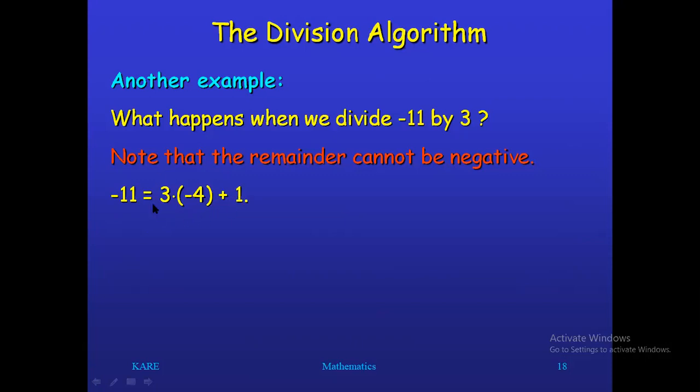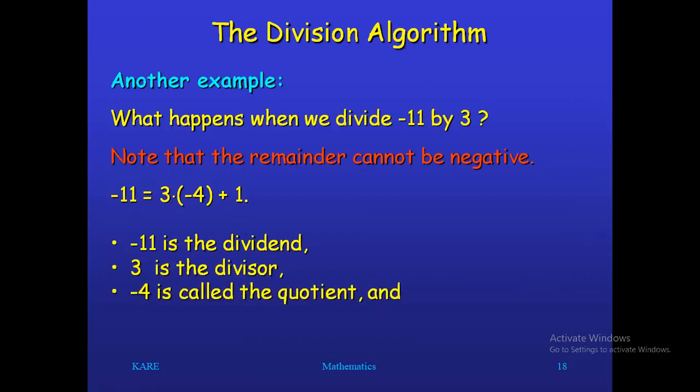So which is the divisor here? Minus 11 is the dividend, 3 is the divisor, minus 4 is the quotient, and 1 is the remainder. So we should be very careful in applying this division algorithm. If you get a negative remainder, then the division algorithm fails. Only if the remainder is greater than or equal to 0 as well as less than the divisor does the division algorithm apply.